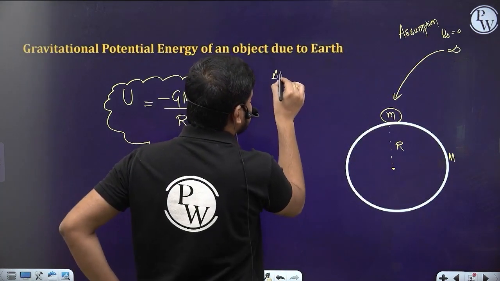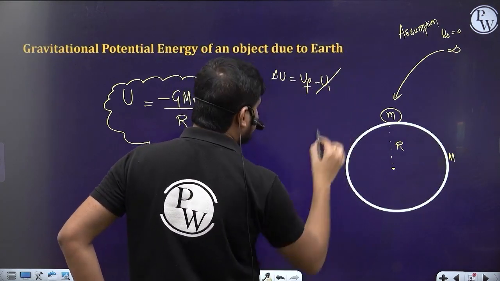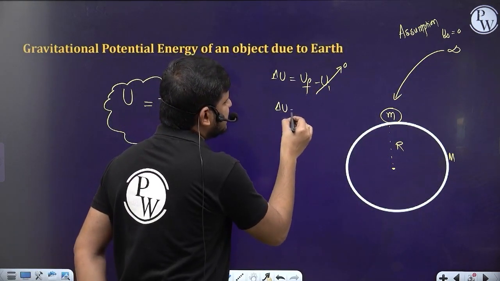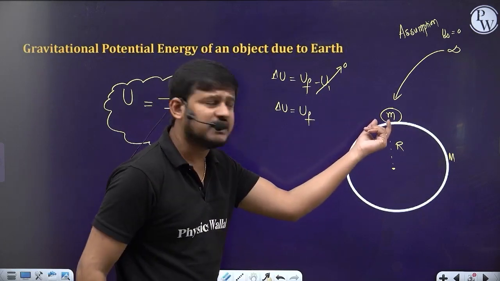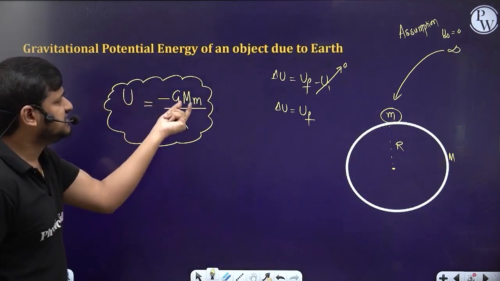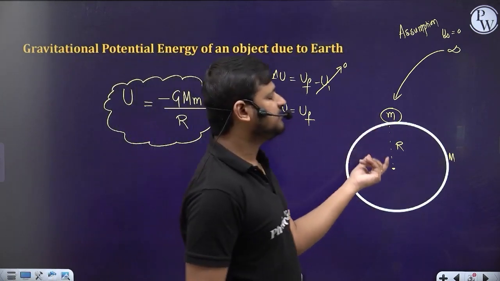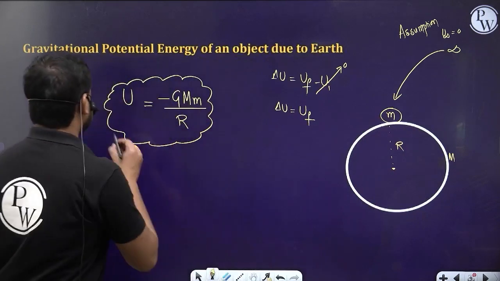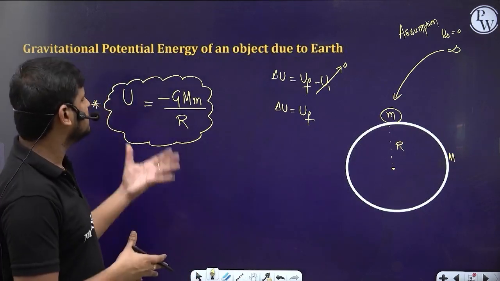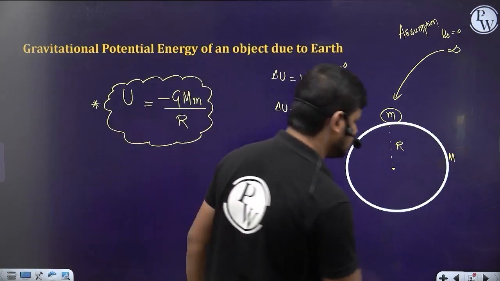So generally we write delta U is equal to U final minus U initial. That U initial is nothing but U infinity, which is 0, since you are bringing it from infinity. So the change in potential energy will be equal to U final. U final means when you have brought it to the surface of the earth, so that is minus GMm by the distance r. Understood? So when the object is very near to the surface of the earth, this is the formula, guys. This is the gravitational potential energy by the earth. Done? Clear? Okay, so let's move further.